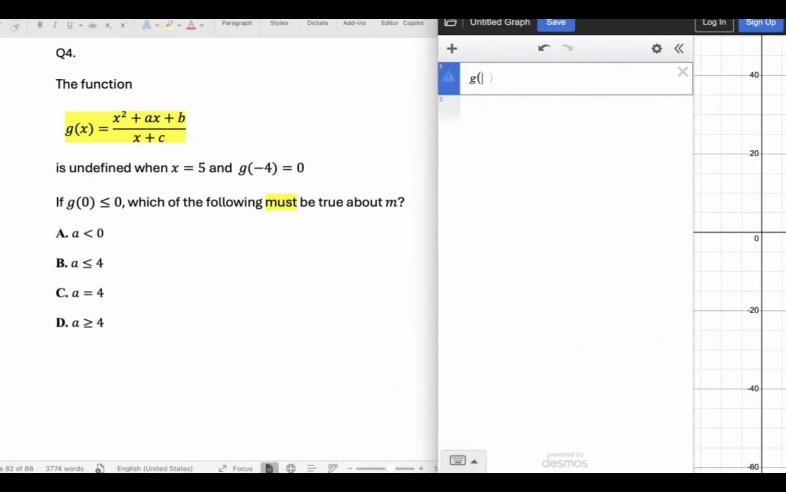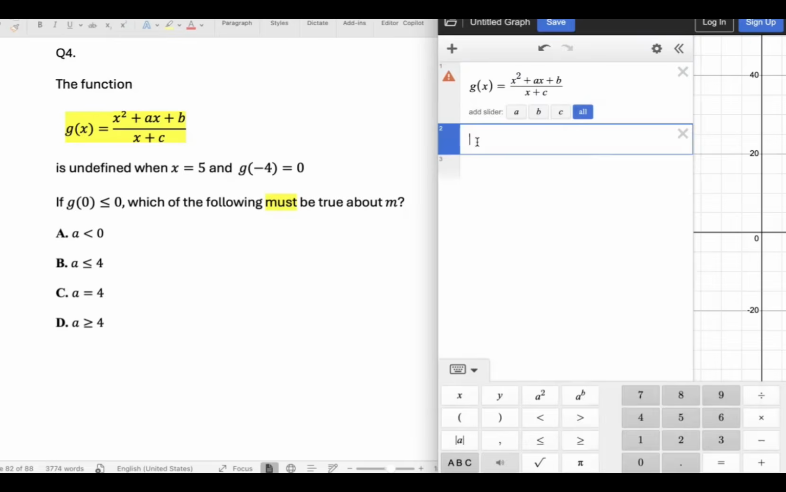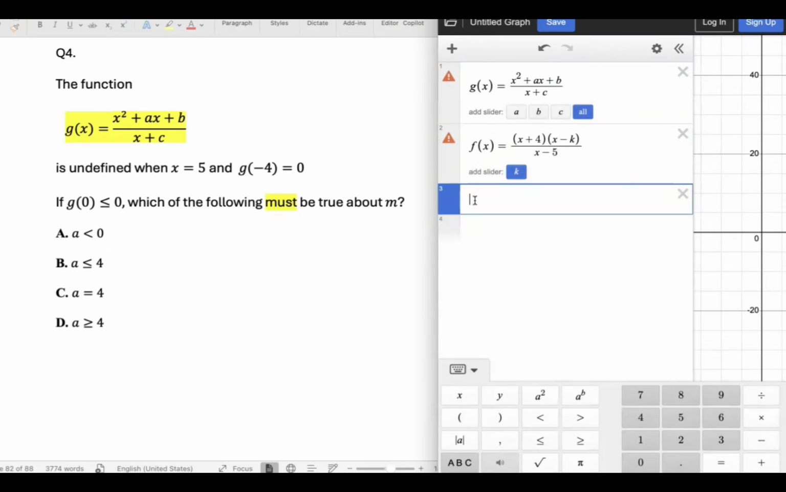So we're going to input the original function in Desmos, and I'm going to write my own function f of x, which I already defined. I know my factor is x plus 4 as the first factor. My new factor is x minus k, and then I know my undefined factor is x minus 5. Now they are the same function. I'm going to regress it. You see the same thing.